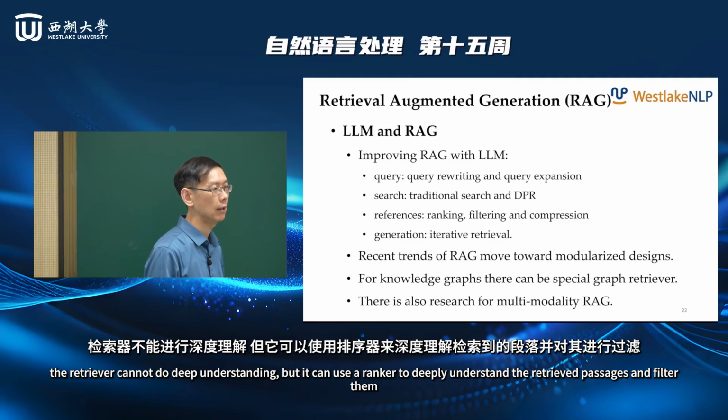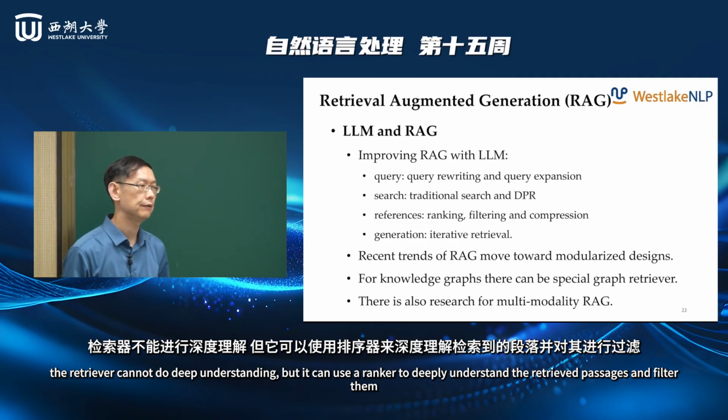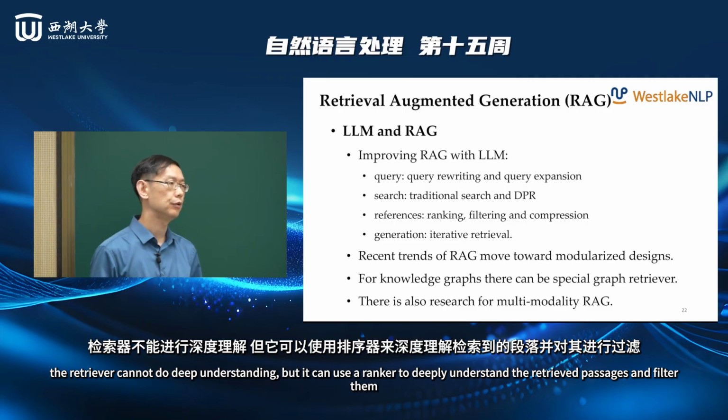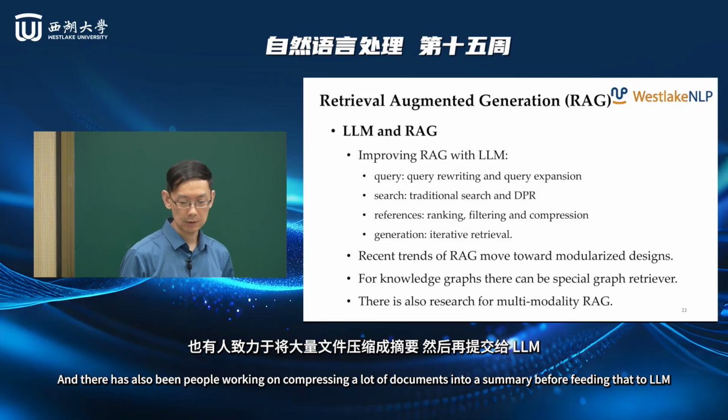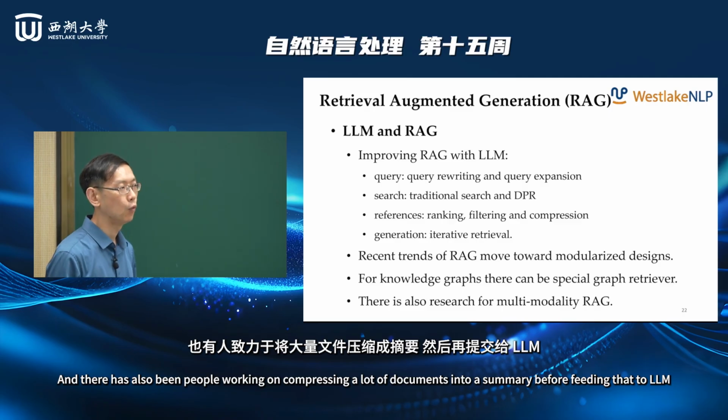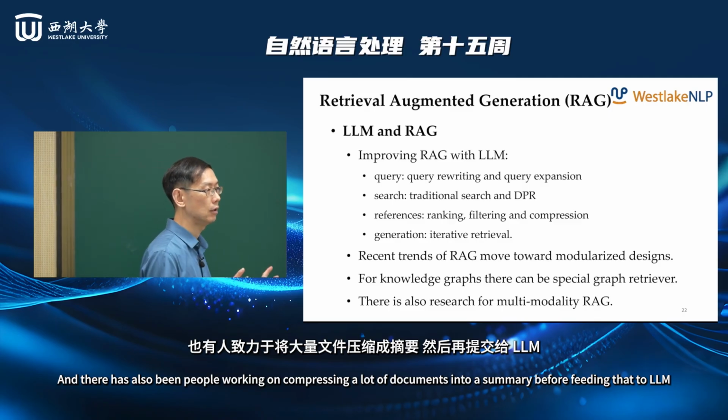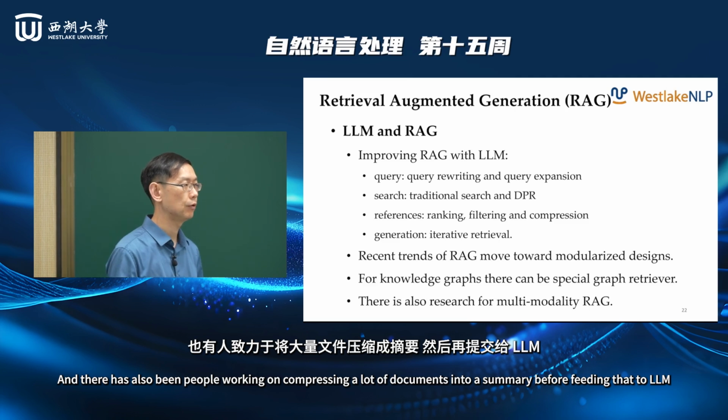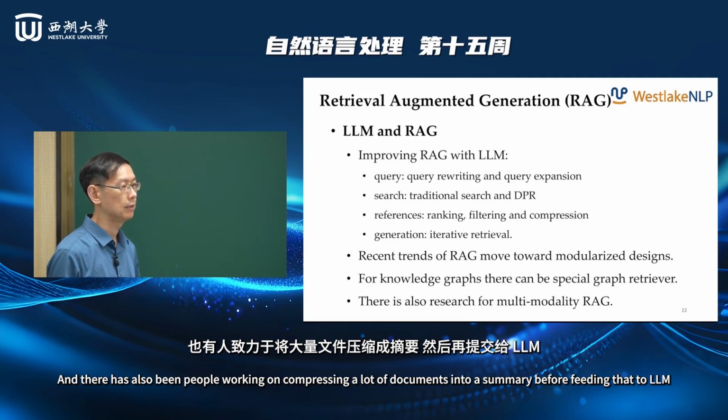So the retriever cannot do deep understanding, but it can use a ranker to deeply understand the retrieved passages and filter them. And there have also been people working on compressing a lot of documents into a summary before feeding that to the LLM, okay?